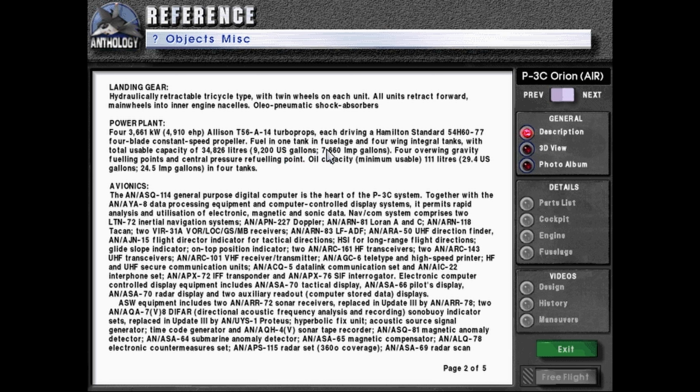Fuel in one tank in the fuselage and four wing integral tanks with total usable capacity of 34,826 liters or 9,200 US gallons or 7,660 imperial gallons. Four overwing gravity fueling points and central pressure refueling point. Oil capacity, minimum usable, 111 liters or 29.4 US gallons or 24.5 imperial gallons in four tanks.